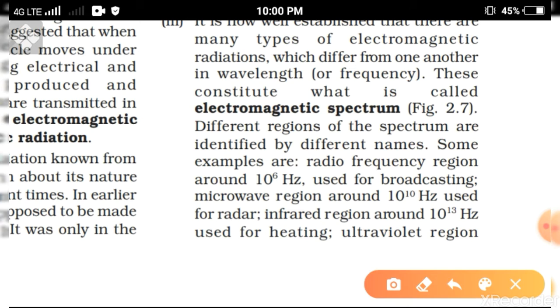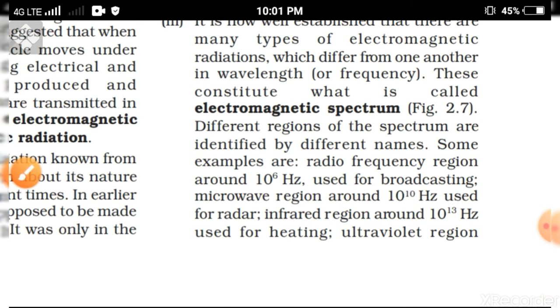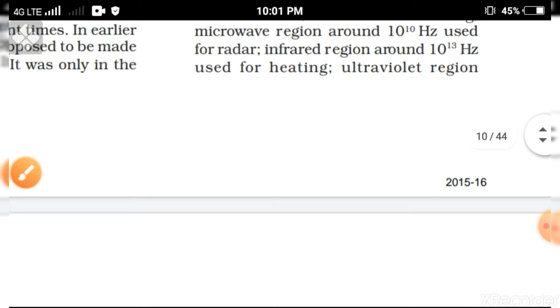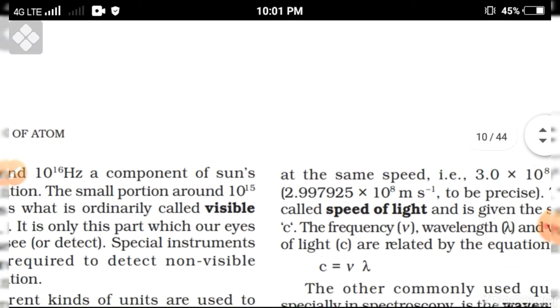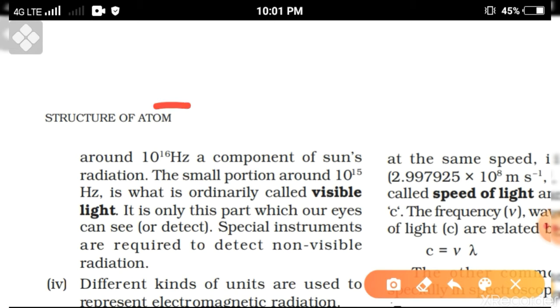Third, infrared region. What is the frequency of the infrared region? Approximately 10⁻13 hertz. ठीक है, this is the frequency of the infrared region. Used for heating. What is the use of the infrared region? Heating purpose. And fourth is the ultraviolet region. You know about ultraviolet? Okay, UV region. What is their frequency? 10⁻16 hertz. A component of sun radiation.